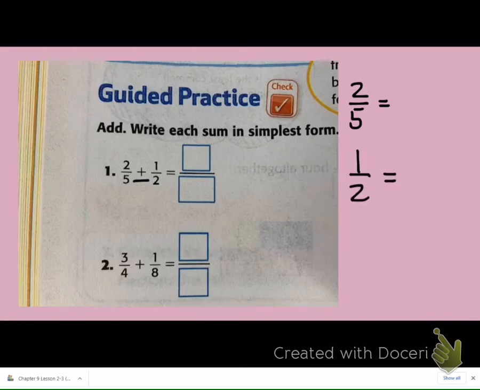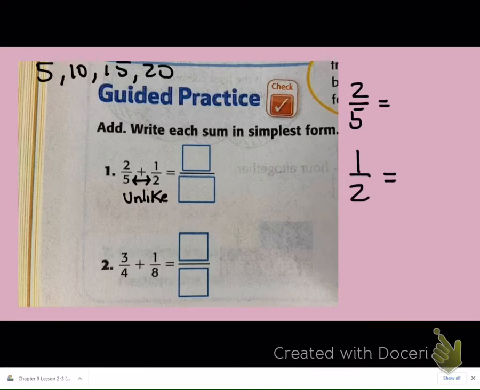Well, why do I know that? Because if I look at these two denominators, I see that they are not the same. So we're dealing with unlike denominators. And if we have unlike denominators, we have to go through our steps. First one is finding our LCM. So if we have 5 and 2, let's put it over here. I'll do multiples of 5: 10, 15, 20. I don't need to go much beyond that.